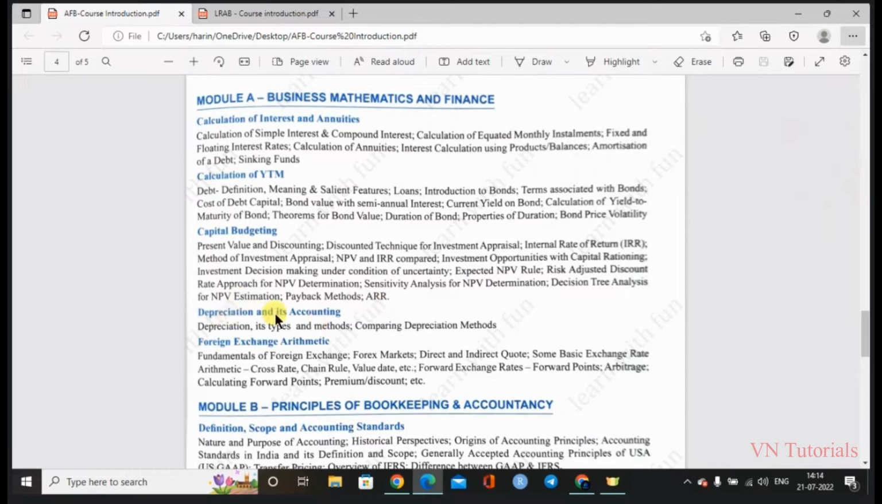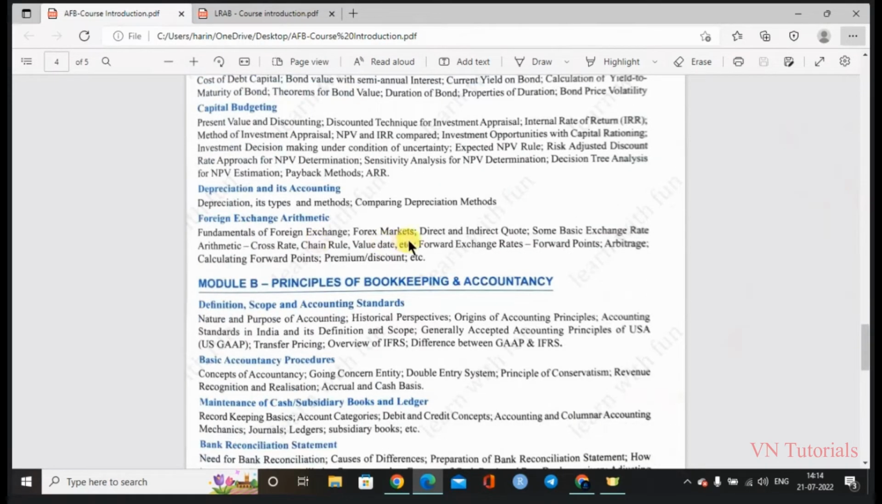Then under depreciation and its accounting, we are going to see depreciation, its types and methods, comparing depreciation methods. Under foreign exchange arithmetic, we will see fundamentals of foreign exchange, forex markets, direct and indirect quote, some basic exchange rate arithmetic, cross rate, chain rule, value date, etc. Forward exchange rates, forward points, arbitrage, calculating forward points, premium and discount, etc.